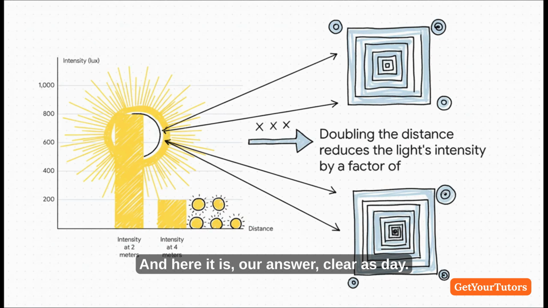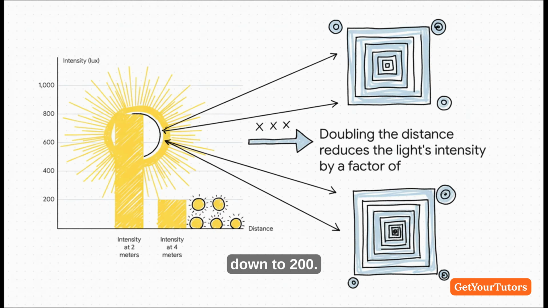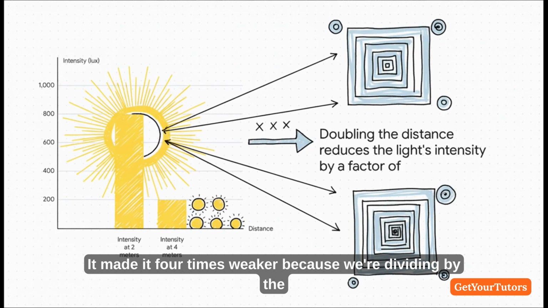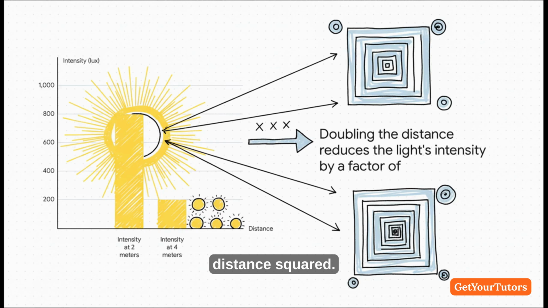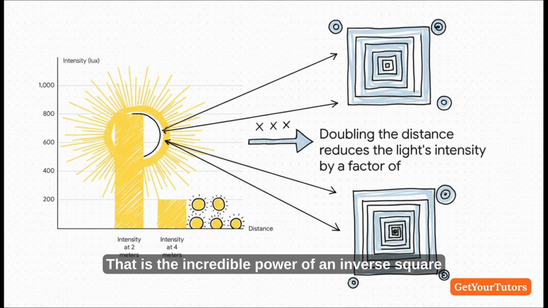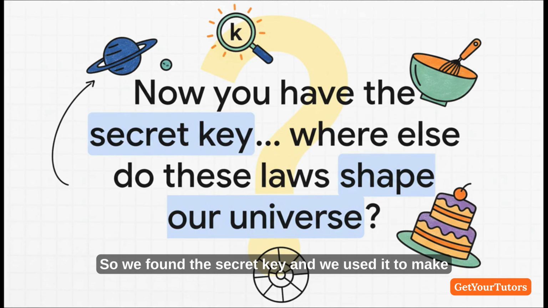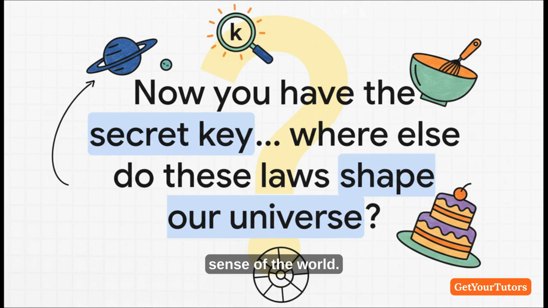And here it is, our answer, clear as day. The intensity just plummets from 800 all the way down to 200. Doubling the distance didn't halve the light. It made it 4 times weaker because we're dividing by the distance squared. That is the incredible power of an inverse square relationship. So we found the secret key and we used it to make sense of the world.